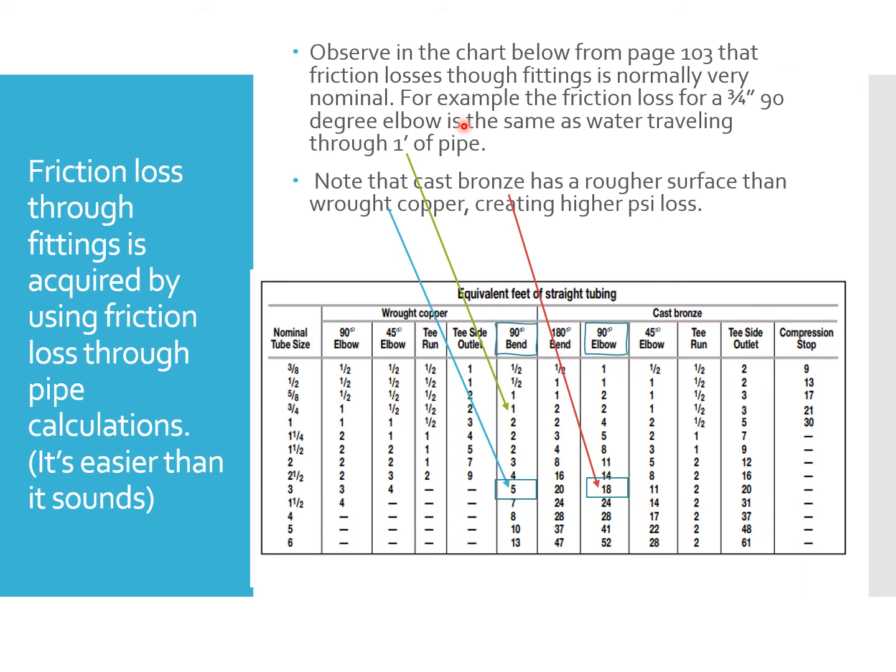But do take note here that cast bronze, over on this side, is a much rougher surface than wrought copper is, which creates a higher PSI loss. So for example, a 90-degree elbow that's 3 inch is the same as 18 feet, whereas in wrought copper, it's only 5 feet. So keep that in mind.